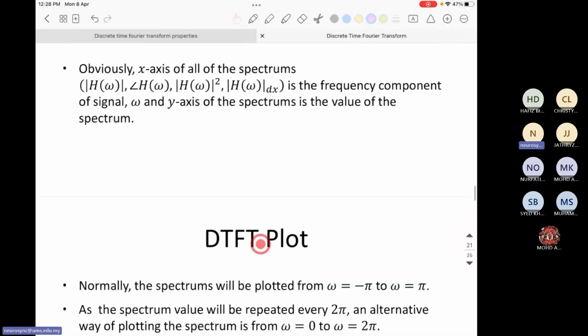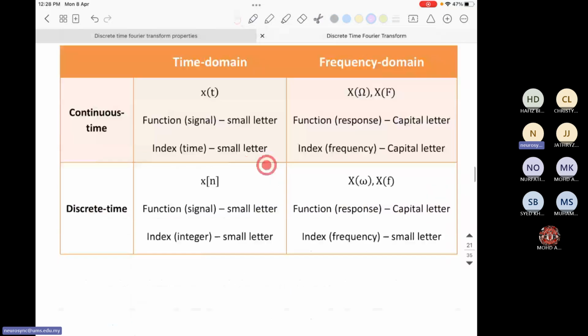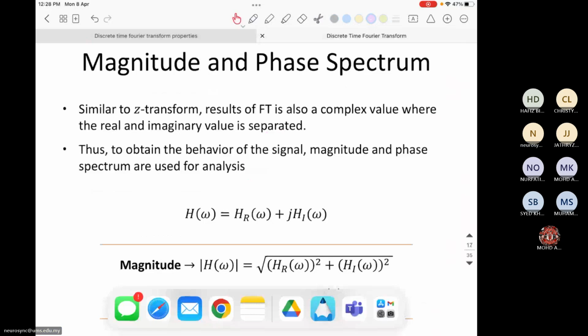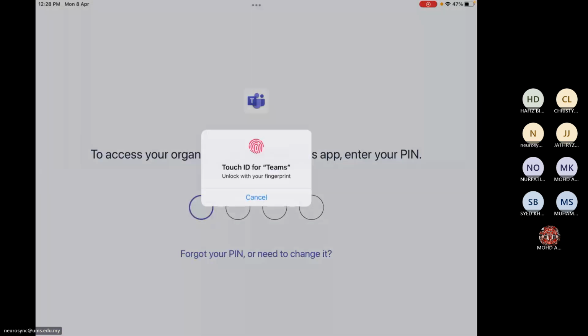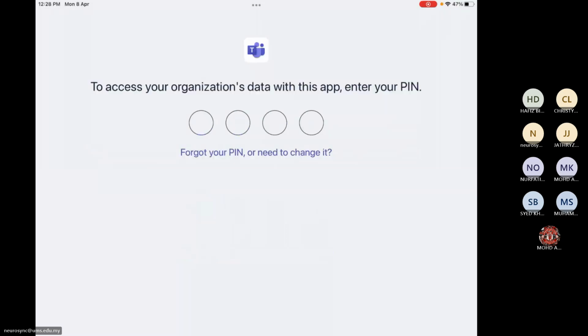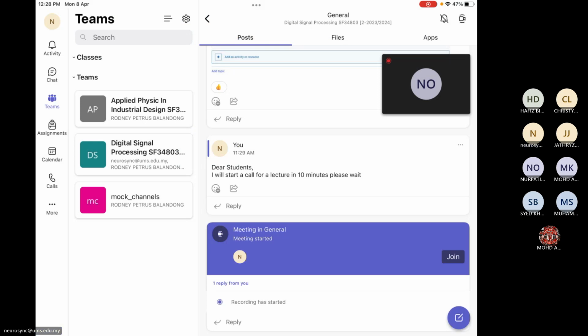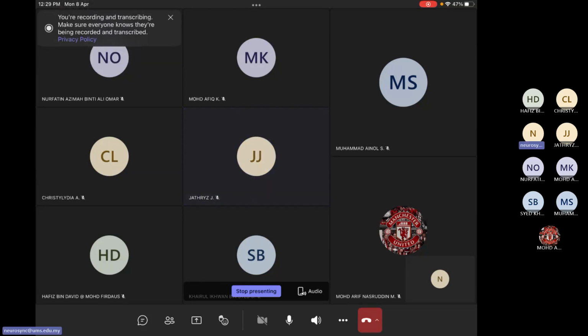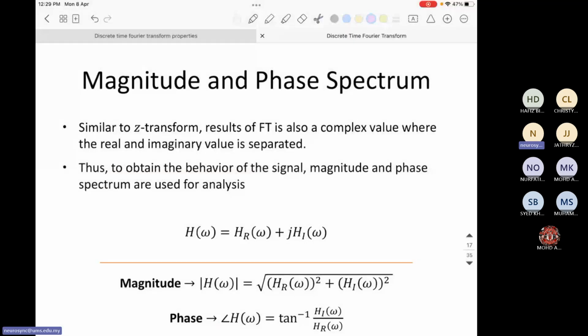Okay, till now, do you have any doubts? Are you understanding this DTFT? Yes. Yes. Have you understood how we find the Fourier transform? Yes, okay for you? Okay, then I will continue.